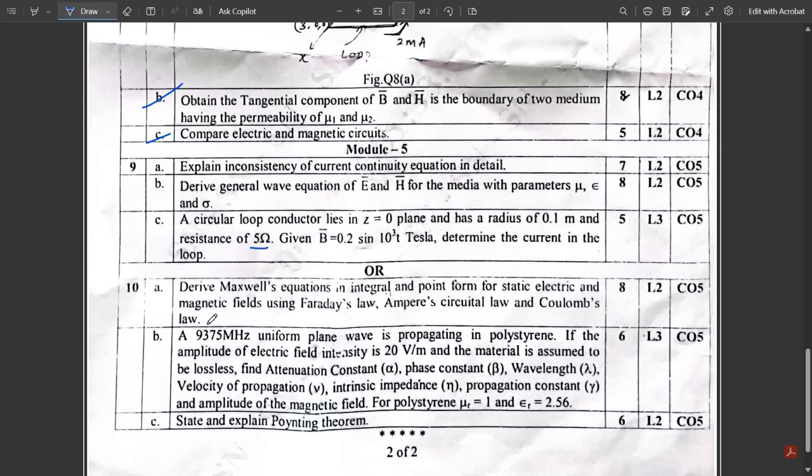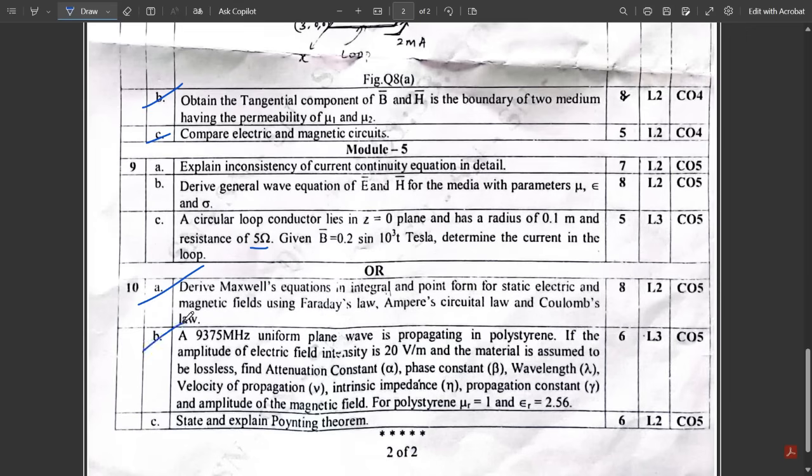So next is 10a. Derive Maxwell's equations in integral and point form for static electric and magnetic fields using Faraday's law, Ampere's circuital law, and Coulomb's law. So this question I've told you, right, it would be appearing. See, I've stressed multiple times that this is very important, and I've already covered it. That is, separately for static and for different electric and magnetic fields, in both point form as well as integral form. The set of equations I've told you for Faraday's law, Ampere's law, and Coulomb's law, Coulomb's force of attraction, different sets of Maxwell's equations. I've already done that video separately. So those who have seen that video, it would be very easy for them to answer this question.